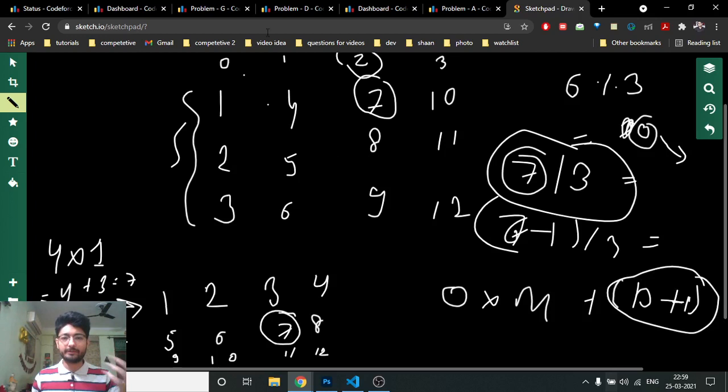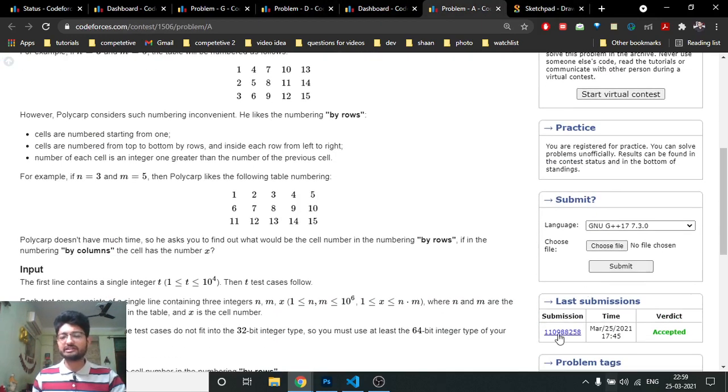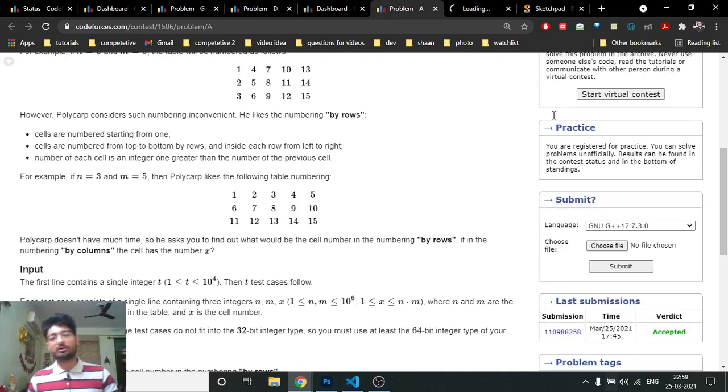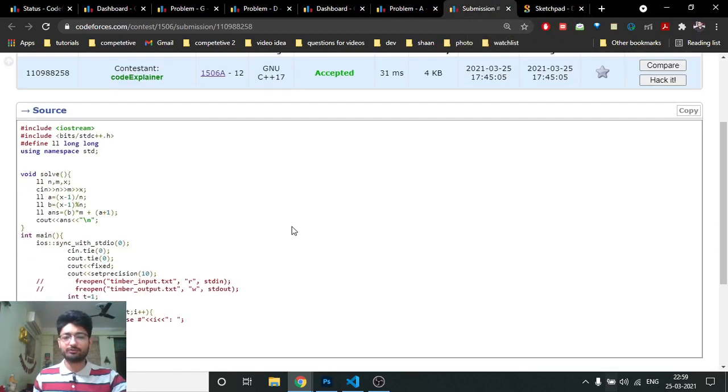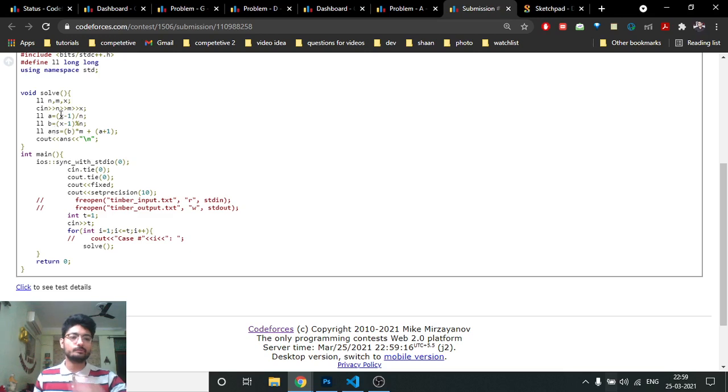I'll take it on to the code part and make it more clear. It's also not too difficult. You just have to understand how you can get the position by drawing out some test cases. That's what I've also done. So what you can easily do here is take the input of n, m and x. I'll link the code of this problem in the description, so you can check it out also. As you can see, a is x minus 1 mod n, and b is x minus 1 divided by n and mod n. This will give you the row and column position.